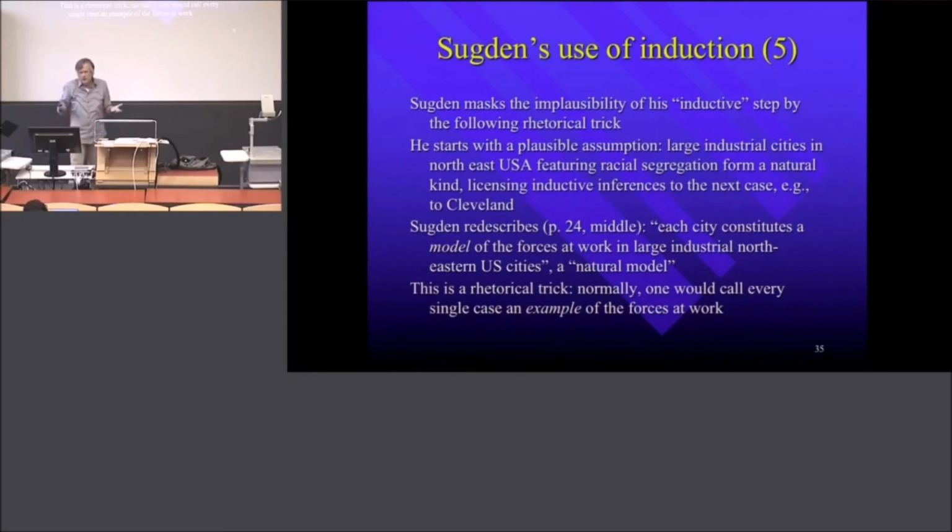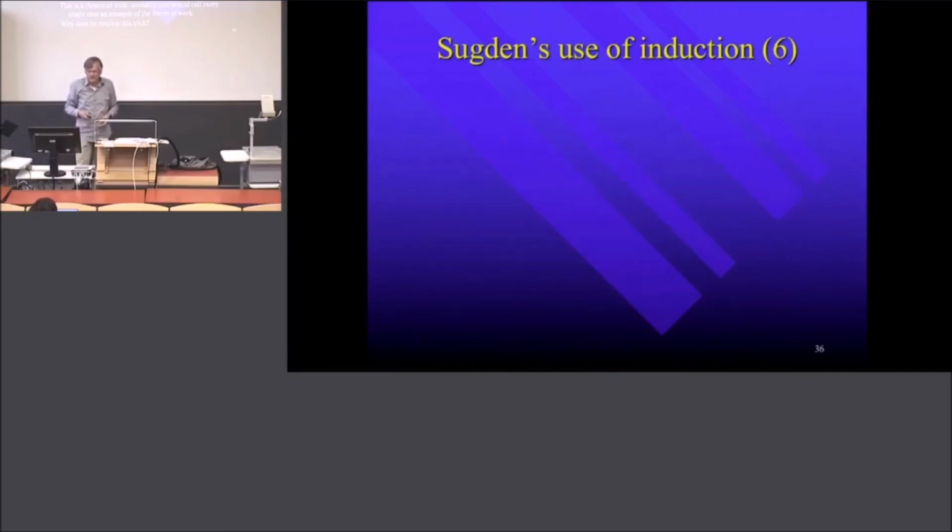Now, this is a rhetorical trick. Normally, one would call every single case an example of the forces at work, or an instance, and not a model. You have these forces, you wouldn't say it's a model of that, that's very unnatural. So why is he doing that? Okay, I can show you exactly. Why does he employ this trick?